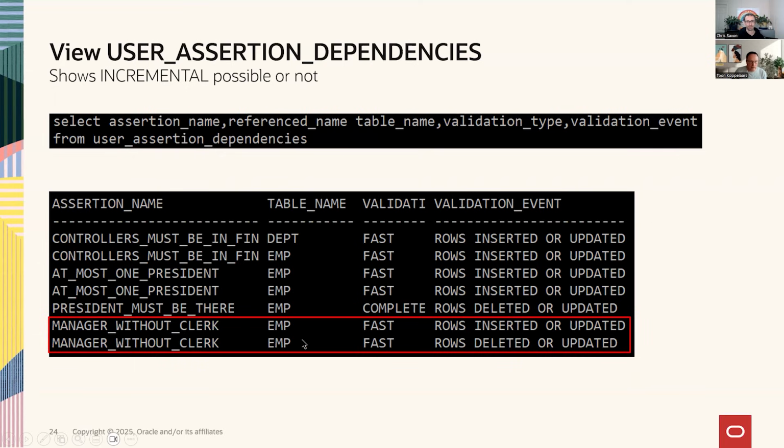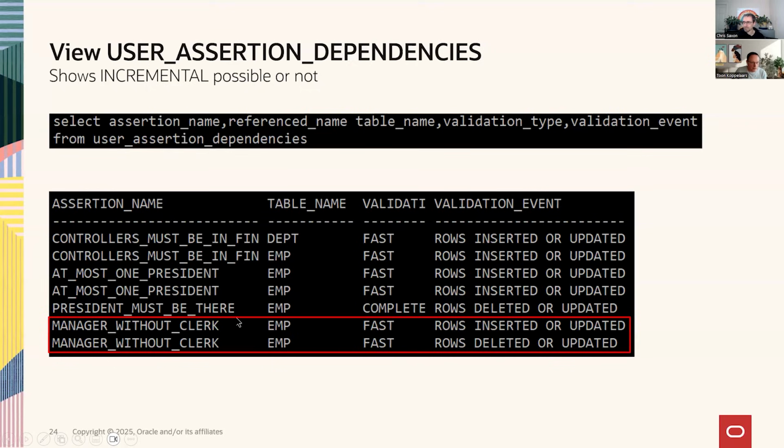So if I look at the manager without clerk assertion, emp is referenced twice. There's actually a number against this table again, which means you'll see that this would be the first employee reference in the text of the SQL assertion. This would be the second reference. So this would be the one about managers. And if you insert a manager, we can do fast revalidation, and it will happen when you insert or update, the way that I discussed on the slide earlier. And when you delete a clerk on the other emp table, again, we can do a fast revalidation.